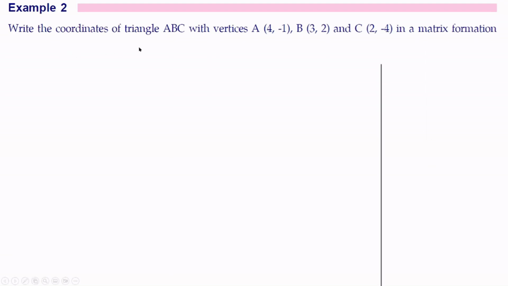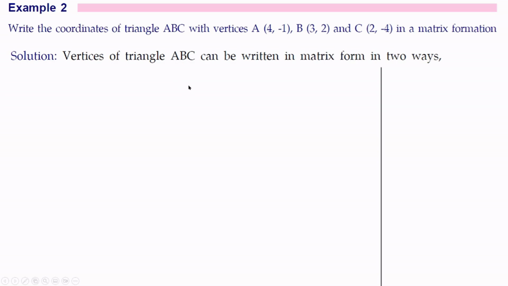And the next example: write the coordinates of triangle ABC with vertices A(4, -1), B(3, 2) and C(2, -4) in a matrix formation. So here the vertices of triangle ABC can be written in the matrix form in 2 ways. We can have x equal to, with the vertices in the rows and the coordinates in the columns, so 4, -1, 3, 2, then 2, -4. The order of this matrix is 3 by 2.